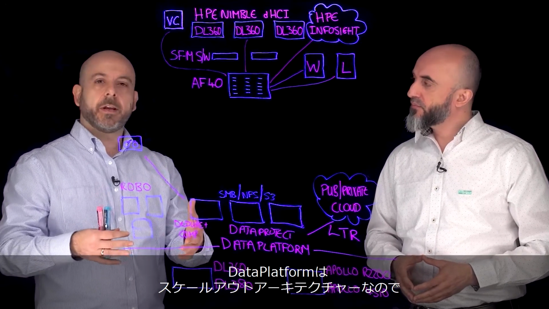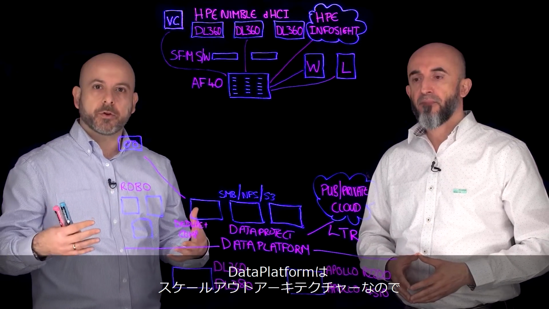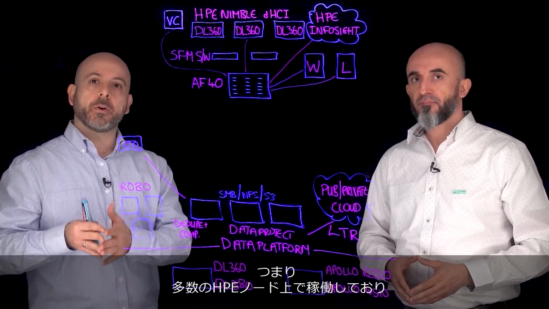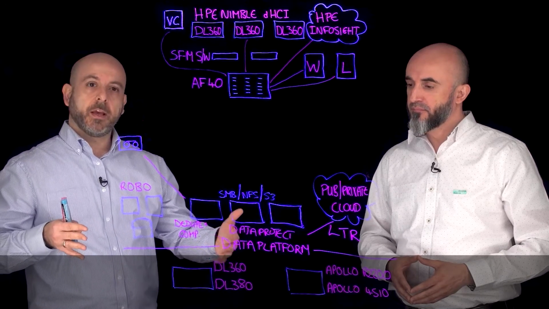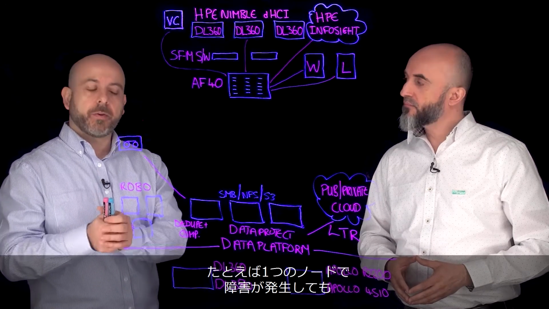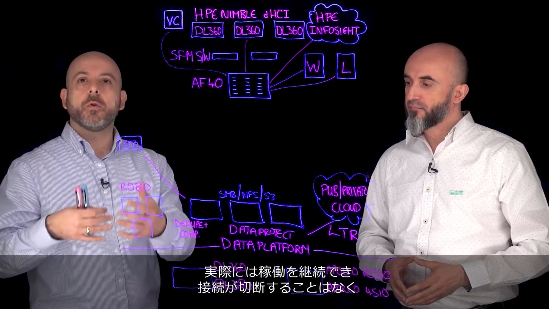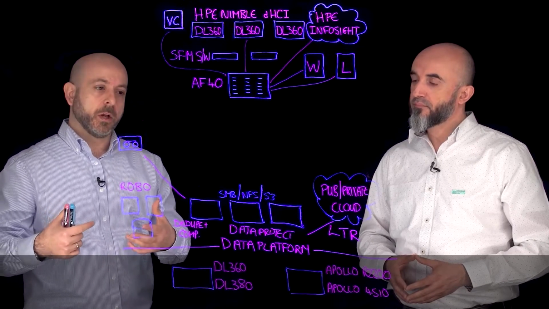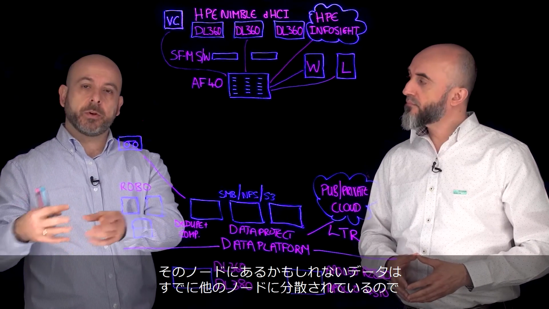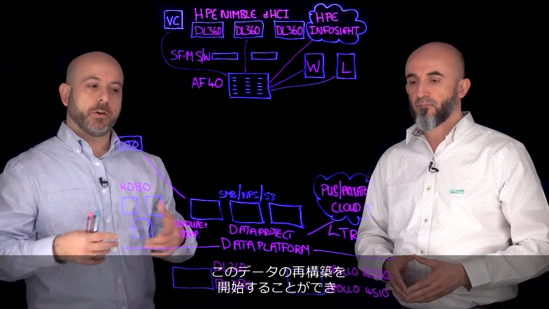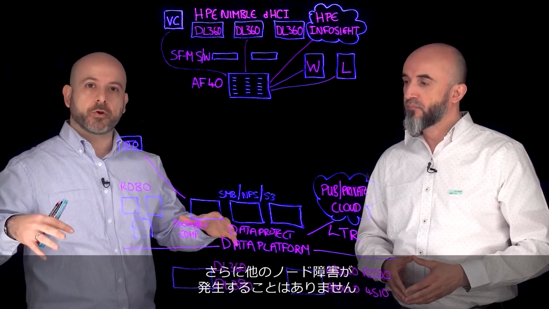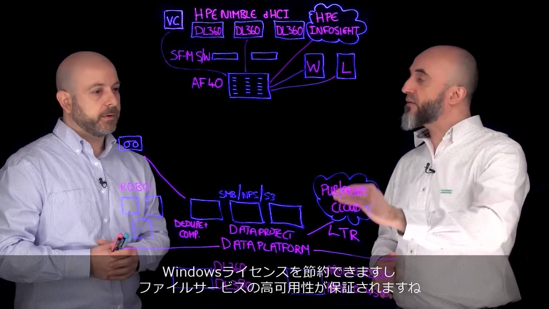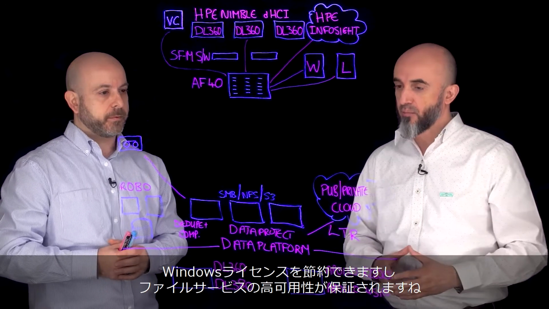Inherently within the data platform, because it's a scale-out architecture, we have HA built in automatically. It's running on a number of HPE nodes, and should a single node fail, we can just continue operating. We don't drop any connections, and we'll also self-heal. Any data that may have been sitting on that node is already distributed across the other nodes, so we can start to rebuild that data and make sure that we can then suffer some more node failures potentially. So we're saving on the Windows licenses, and we're making sure the file service is highly available.